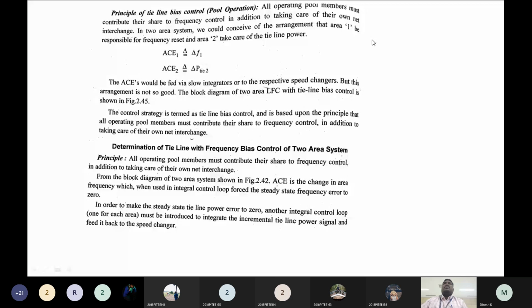In a single area it is not like this; in a two area system, we have to conceive an arrangement where area one is responsible for area two. The frequency reset depends on one system to another system. So ACE1 is equal to del F1, as well as ACE2 and del beta 2. The ACE would feed via a slow integrator with respect to the speed changes. So the arrangement is not good. As I said earlier, the arrangement is more complex.